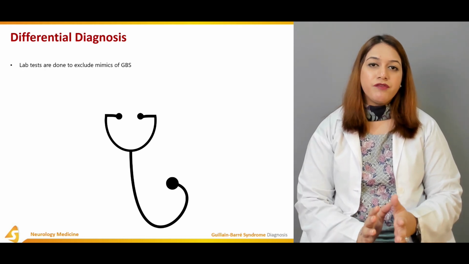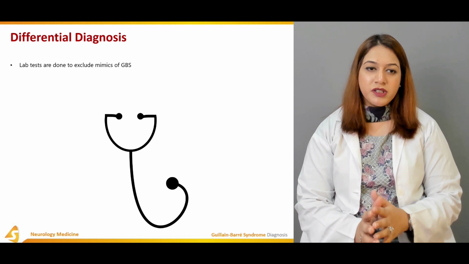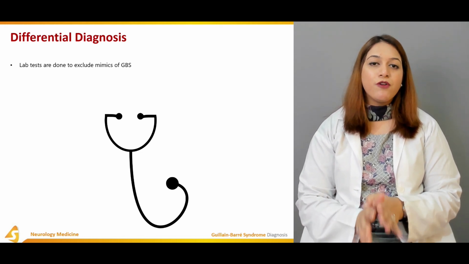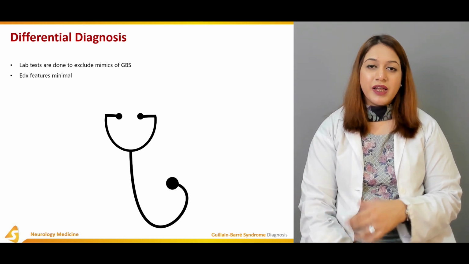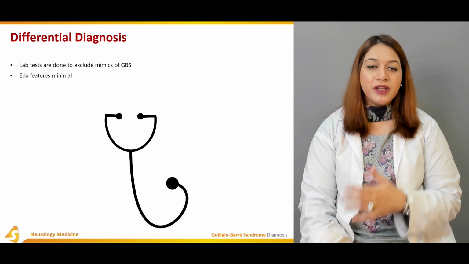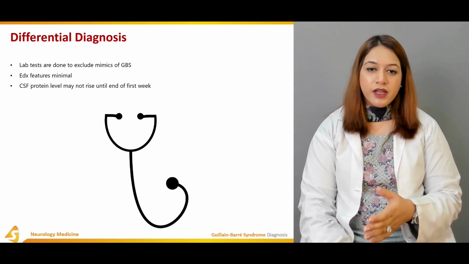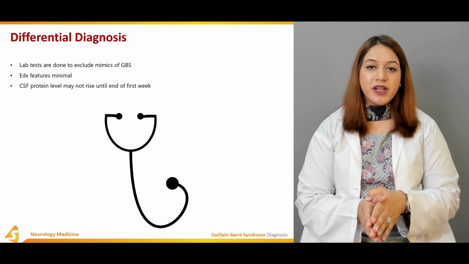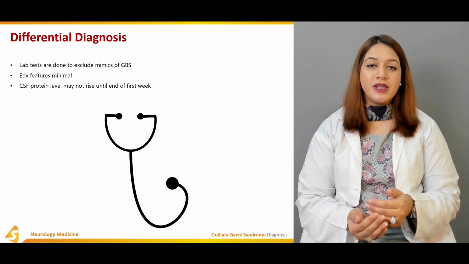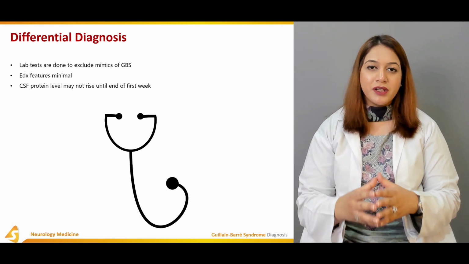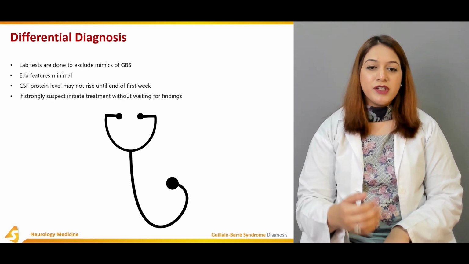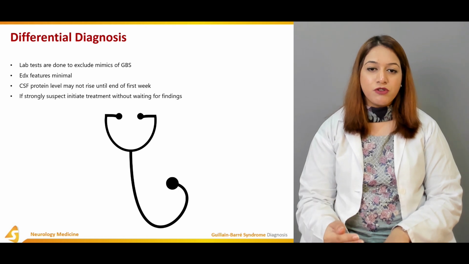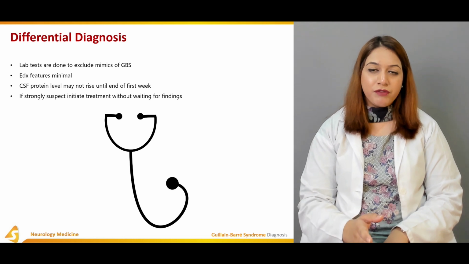So how can we differentiate all these diseases from GB syndrome? We perform lab tests to exclude the mimics. The electrodiagnostic features are minimal in case of all these diseases. CSF protein level may not rise until the end of first week, which is characteristic for GB syndrome, that it rises by the end of the first week. And if we strongly suspect GB syndrome, we can initiate treatment without waiting for the findings.